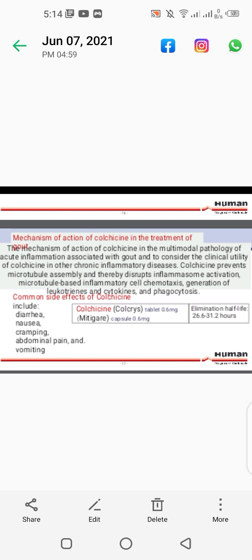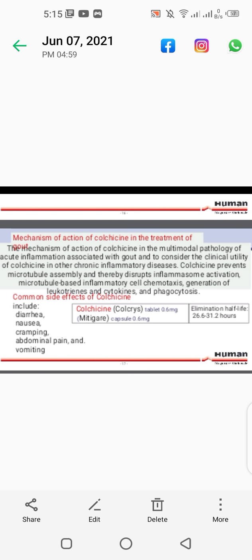Colchicine prevents microtubule assembly, thereby disrupting inflammasome activation, microtubule-based inflammatory cell chemotaxis, generation of leukotrienes and cytokines, and phagocytosis. Common side effects of colchicine include diarrhea, nausea, cramping, abdominal pain, and vomiting.